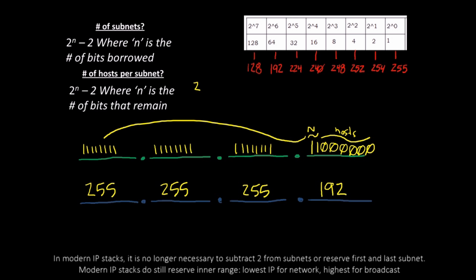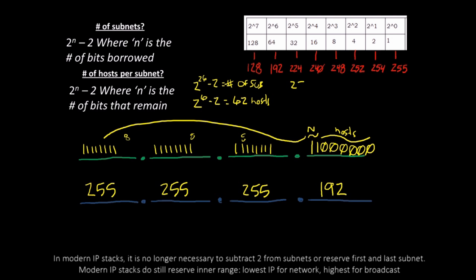So 2 to the, we're going to have 8, 8, and 8 plus 2, that's 24 plus 2, that's 26. Minus 2 is going to be our number of subnets. And that gives us 6 left over. So we're going to do 2 to the 6 minus 2. So 2 to the 6 is 64 minus 2 equals 62 is the number of hosts on each of those networks.